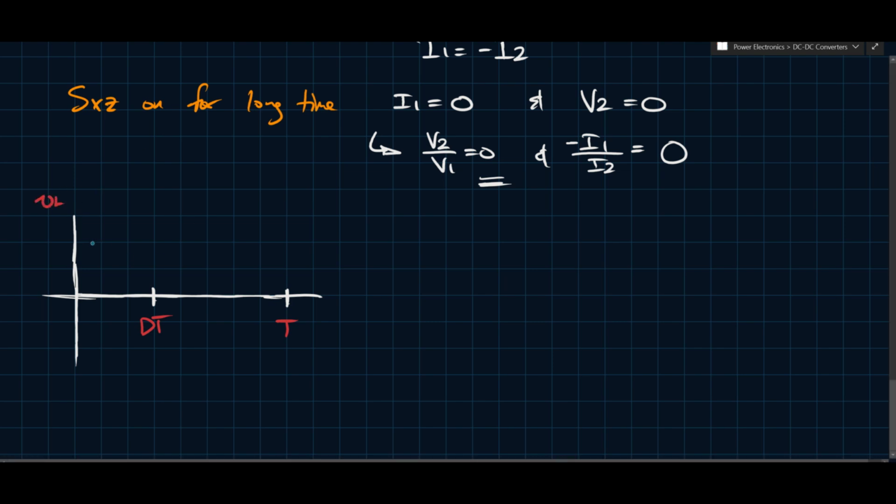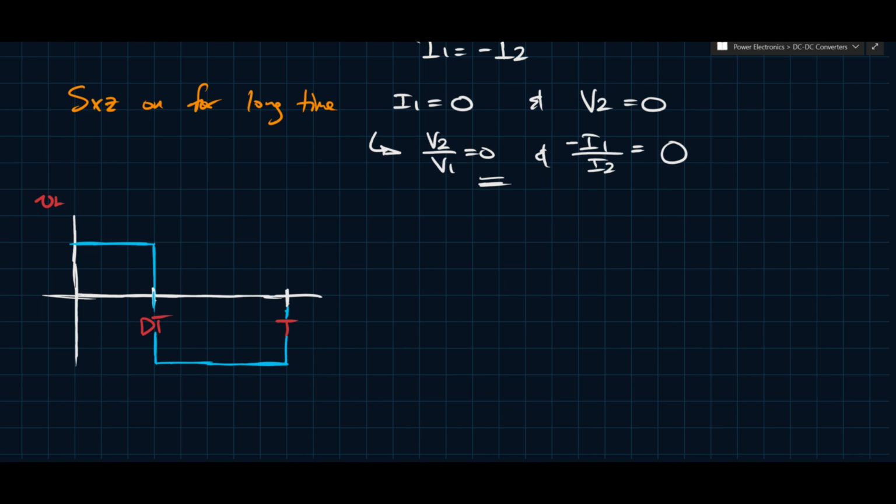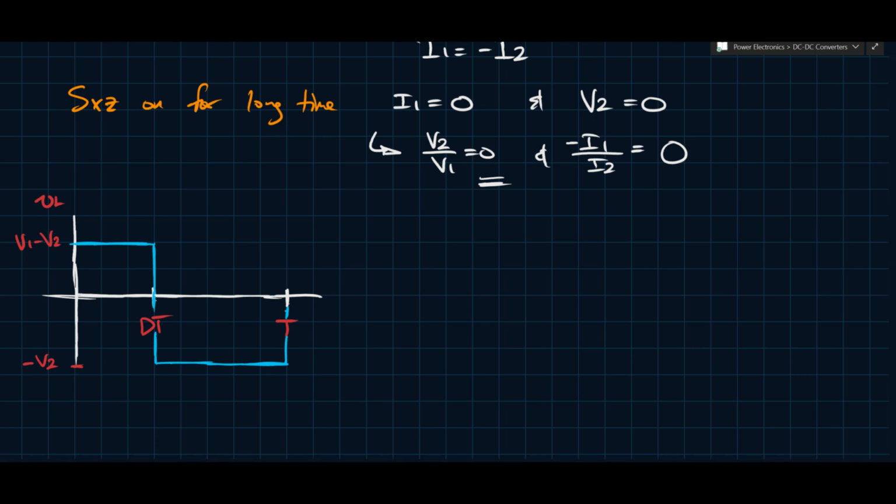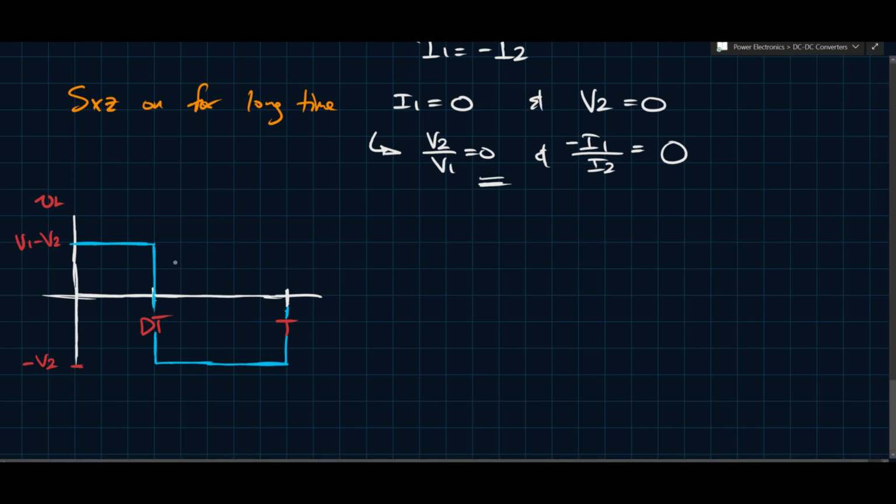So if we look at this waveform here, if I call this thing VL, we have a positive voltage here, V1 minus V2. I'm assuming it's positive. Again, you have to start assuming something if you're drawing these waveforms, otherwise you'll be stuck forever. So I'm assuming that this is something like what we're looking at. This is a visual representation, but in a second I'll also physically reason with you as to why this is the case. This we see here is minus V2. So we see that VL is this for this part, and then it's this for this part.